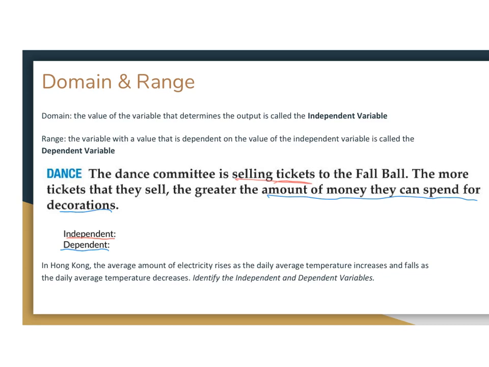So again, we have our independent. All right, our independent is the average daily temperature. And our dependent is the average amount of electricity, because as the daily temperature increases, the dependent variable increases as well. So the amount of electricity we use is dependent on the daily average temperature.